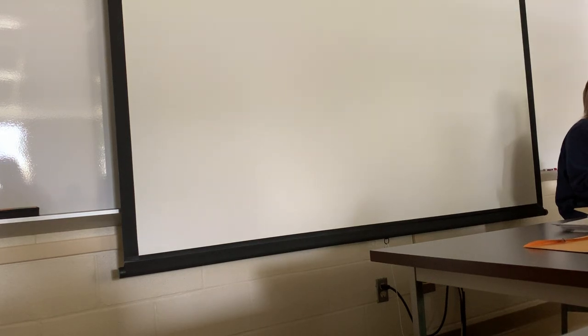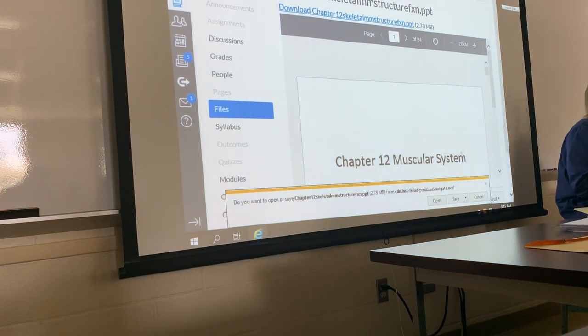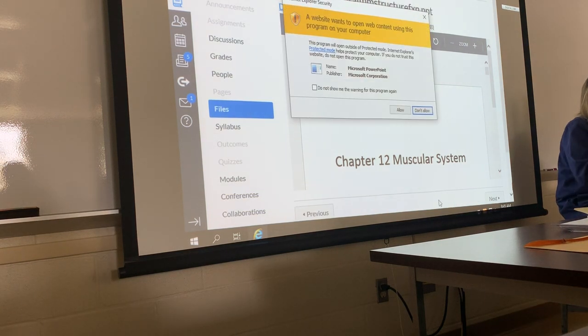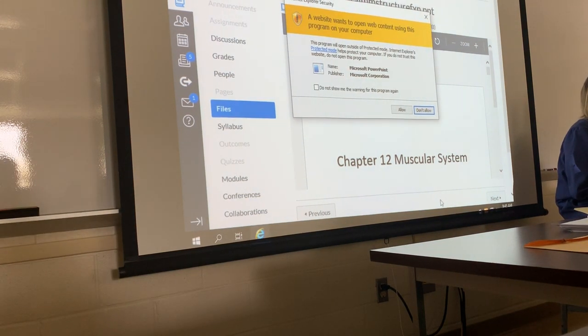Structure of the sarcomere. That's pretty much what we left off with. What was the banding pattern? Okay, what was the dark band? You remember what it's called?